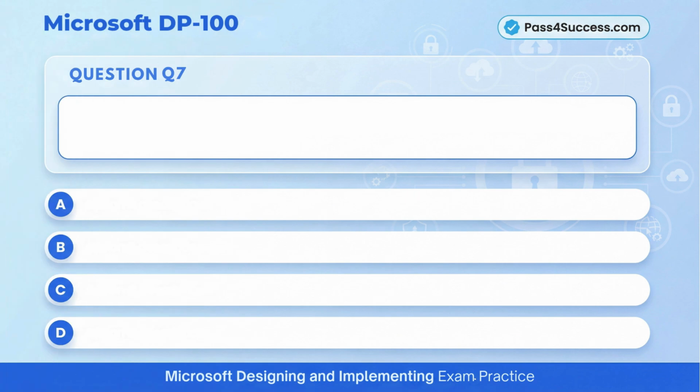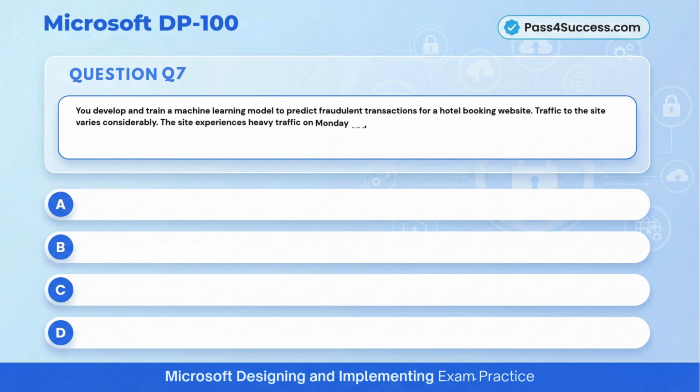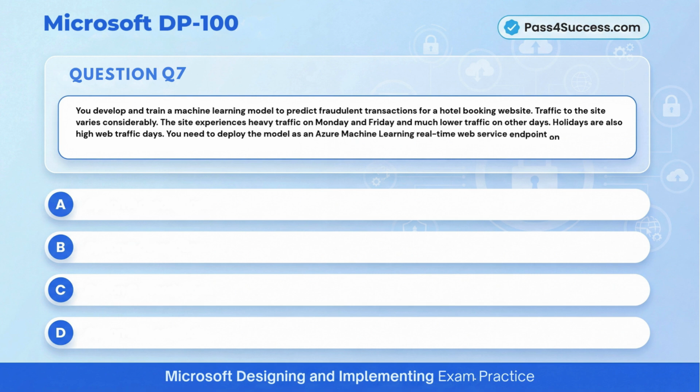Question number 7. You develop and train a machine learning model to predict fraudulent transactions for a hotel booking website. Traffic to the site varies considerably. The site experiences heavy traffic on Monday and Friday, and much lower traffic on other days. Holidays are also high web traffic days. You need to deploy the model as an Azure Machine Learning real-time web service endpoint on compute that can dynamically scale up and down to support demand. Which deployment compute option should you use?